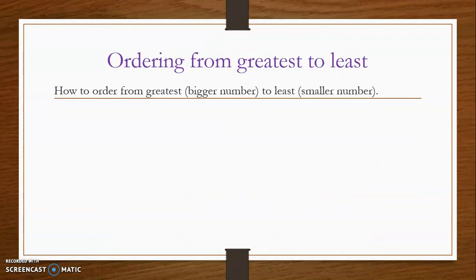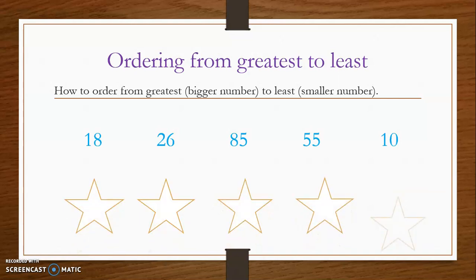Here I have to order the numbers from greatest to least, meaning from the biggest number to the smallest number. I have these 5 numbers. Let us start comparing. First, in order to compare and order, I have to count the digits. I have 2 digits in all of them. Then I start comparing the tens. The tens are 1, 2, 8, 5, and 1. Which one is the biggest tens digit? The biggest tens digit is 8. Then the biggest number is 85.